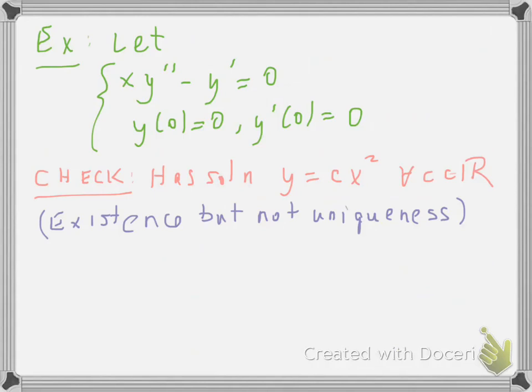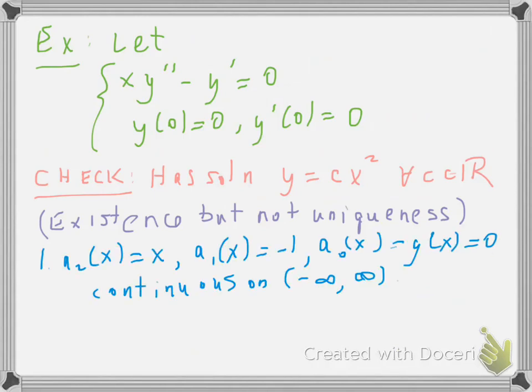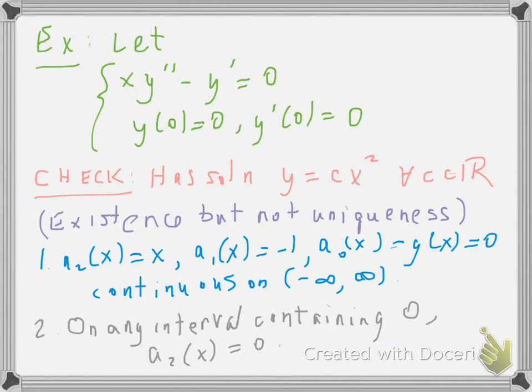So let's see if we can figure out what went wrong. So the first question, are all of my coefficient functions and my right-hand side continuous on the interval from negative infinity to infinity? Why that interval? Well, that's the interval where my solution is well-defined. And the answer is yes, a sub 2 is equal to x, a sub 1 is negative 1, and the other two are 0. So those are perfectly continuous functions everywhere.